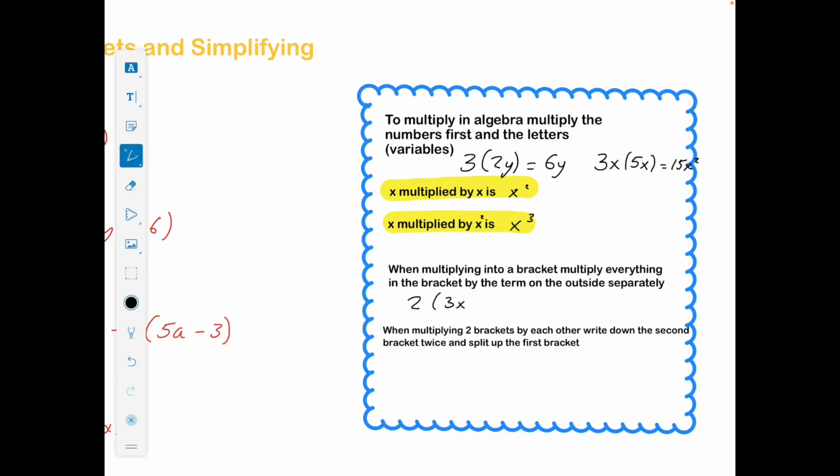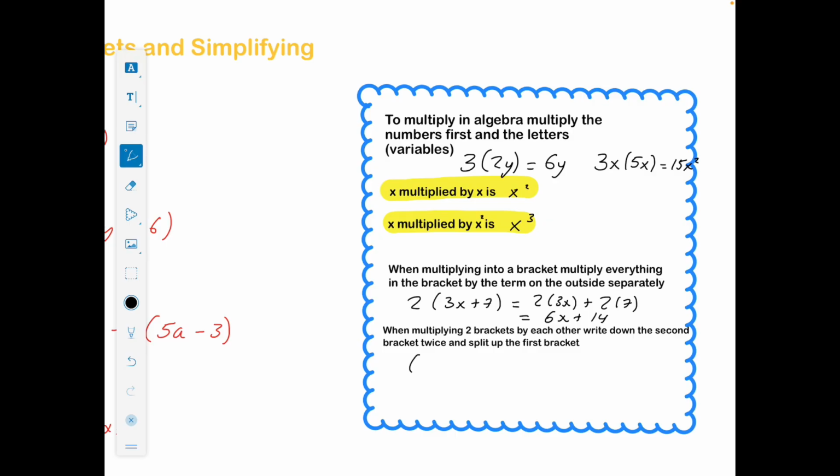Okay. When multiplying into a bracket, you multiply everything in the bracket by the term on the outside separately. So if I have 2 by 3x plus 7, okay, I'm going to multiply 2 by the 3x and the 2 by the 7. Okay, that will give me 6x plus 14. Okay, nothing more I can do with that. I can't add them, okay, because they don't both have the same variable or the same letter.